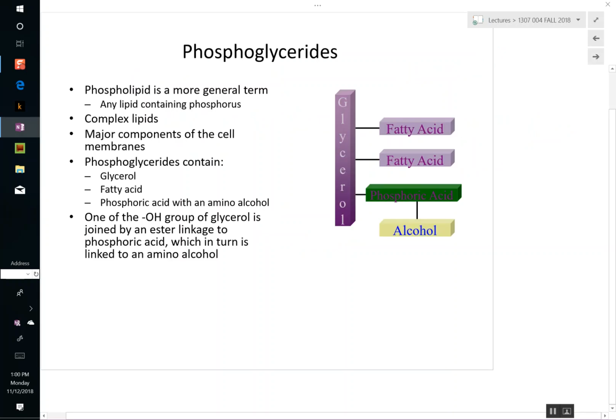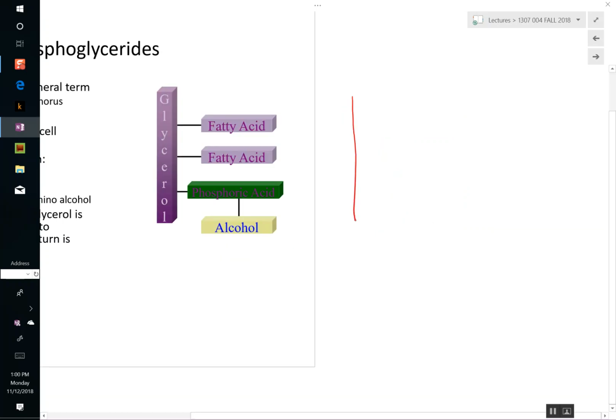Okay. Now, let's go on to phosphoglycerides. Let me just compare and contrast here for a second. We've just come from triglycerides.